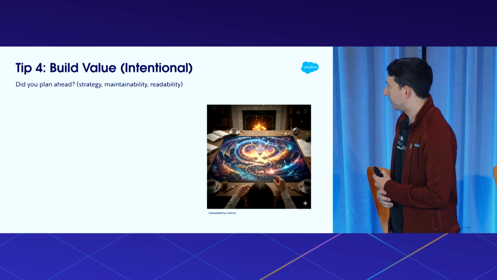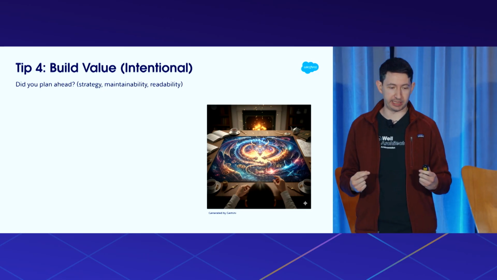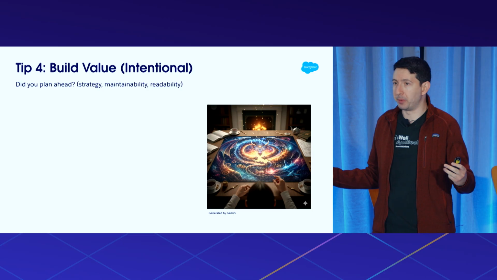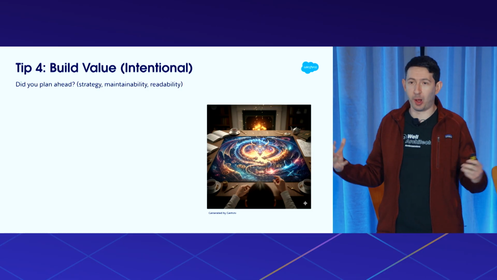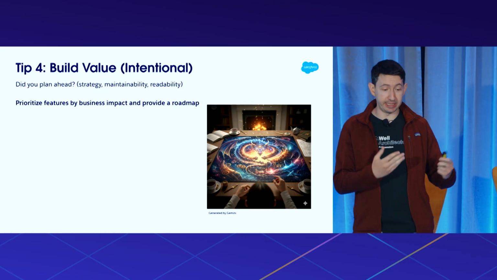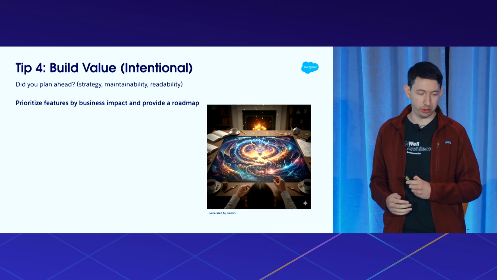And so this is going to be asking ourselves questions like, did you plan ahead? Do we have a strategy in place? Do we have some level of maintainability in place? Is it readable for people when they come? And do they not get overwhelmed by it immediately? We should be prioritizing features by their business impact. And we should be providing a roadmap for when things are going to change and be added in the future.